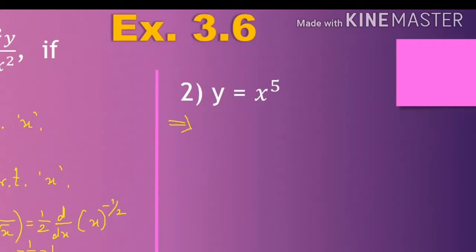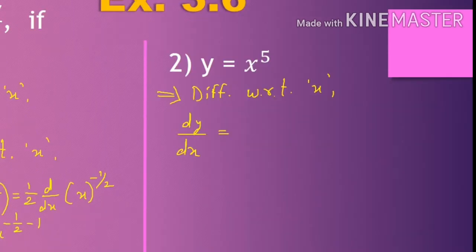See the second sum. y is given equal to x raised to 5. So same, first let us find dy by dx by differentiating y with respect to x. Now here also we have to use the formula of d dx of x raised to n, that is n into x raised to n minus 1. So you get 5 into x raised to 4.